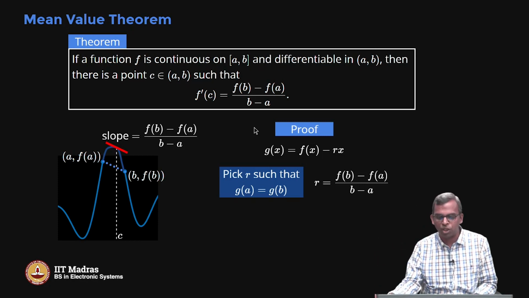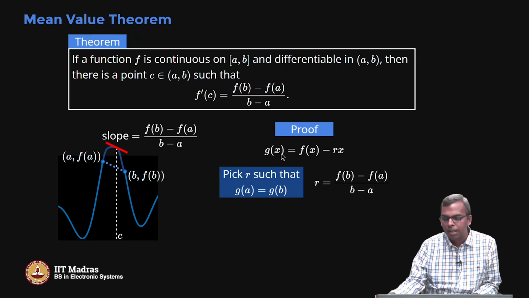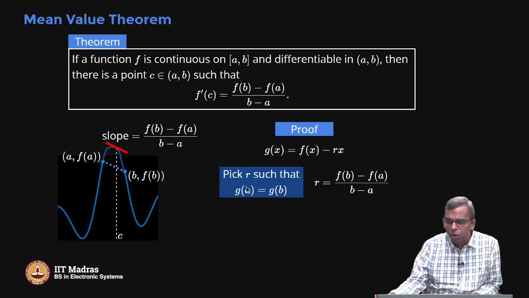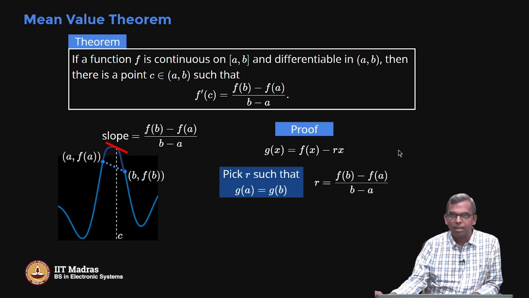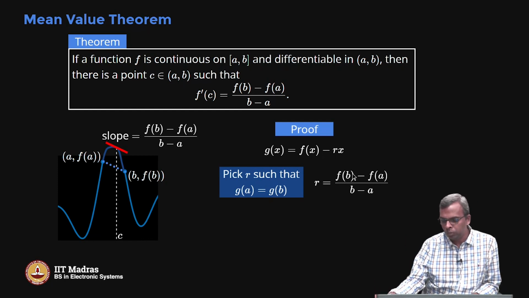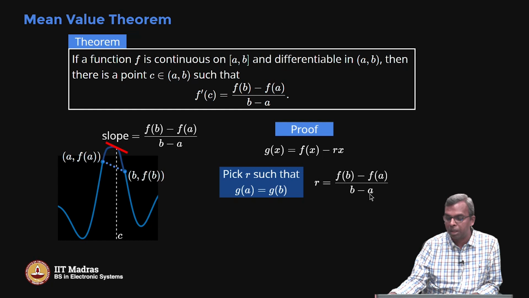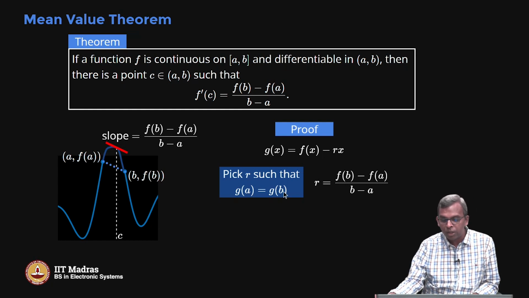Here is the crucial piece of logic. You look at a function g of x, which is f of x minus rx. r is some constant. x is my variable here. g of x is f of x minus rx. And how will I pick r? I'm going to pick r such that g of a becomes equal to g of b. So you can write this down, right? g of a equals g of b. f of a minus ra equals f of b minus rb. That's g of a equals g of b. You solve that, you'll get this. It's a very simple exercise. Try it. So r is f of b minus f of a divided by b minus a. So now g of a equals g of b.